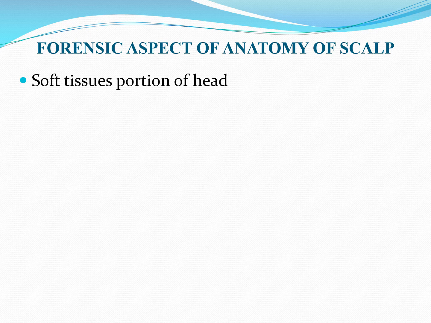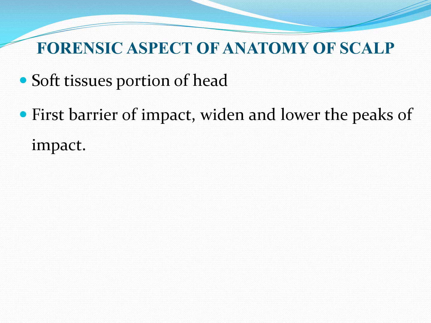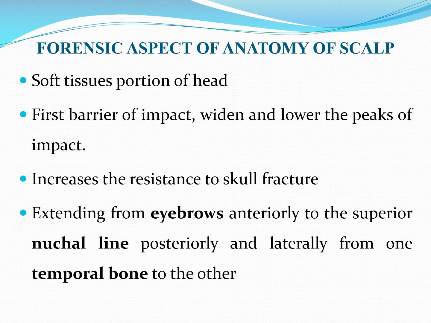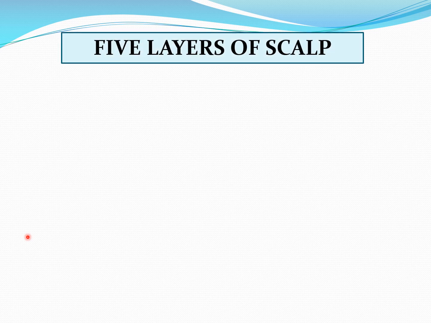This is the soft portion of the tissues of the head, and it forms the first barrier of the impact, which widens and lowers the peaks of the impact. It also increases the resistance to the skull fractures and extends from the eyebrows anteriorly to the superior nuchal line posteriorly and laterally from one temporal bone to the other. Scalp is often damaged in the trauma that causes injury to underlying skull and the brain.